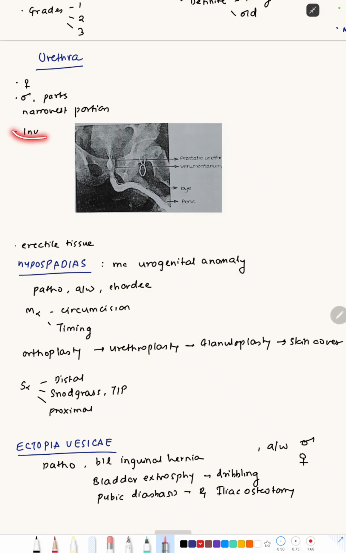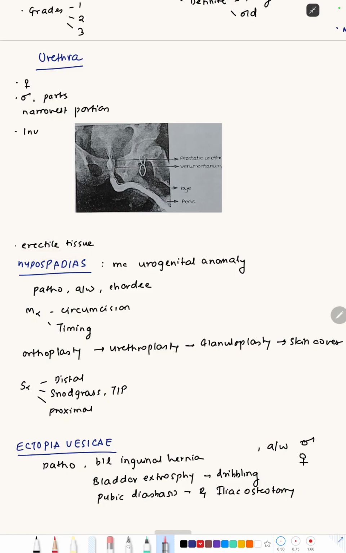For investigation, there are two investigations: retrograde urethrogram and micturating cystourethrogram. Over here in the picture is the retrograde urethrogram. In the retrograde urethrogram, you can more often visualize the distal urethra. In micturating cystourethrogram, the dye is in the bladder, and it is used for proximal urethral pathologies, most commonly in vesicoureteral reflux, that is VUR.